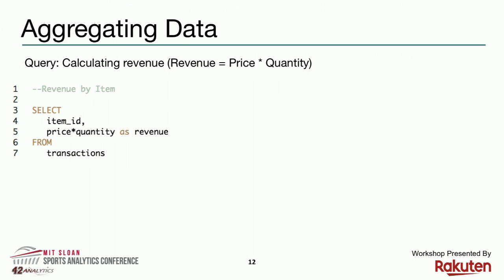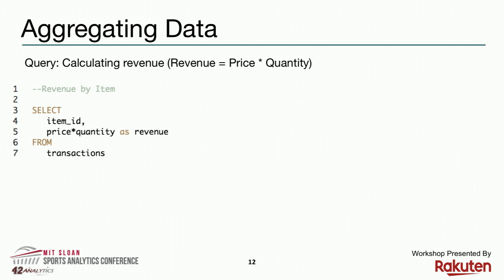Now that "as revenue" is what's known as an alias. It's basically just telling SQL that we want to name this new calculation, this field that we've done, and rename it to revenue. One thing to note, that only exists in your query. If you go back to the underlying table, it won't have added a column called revenue or anything like that.